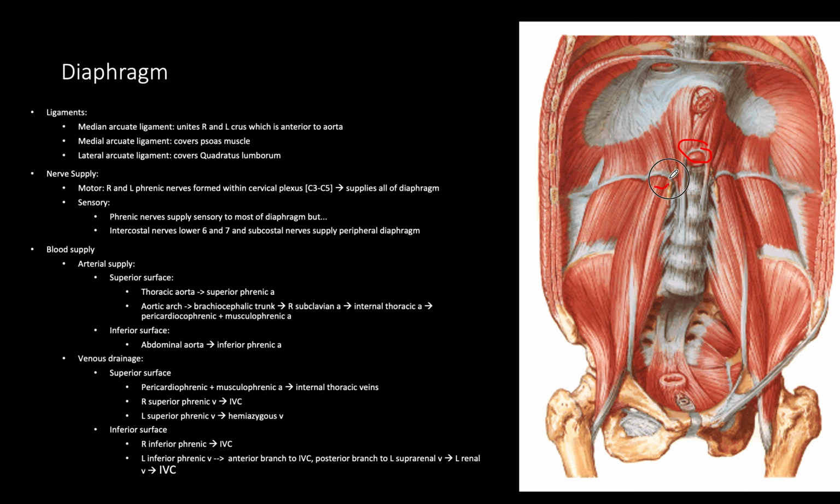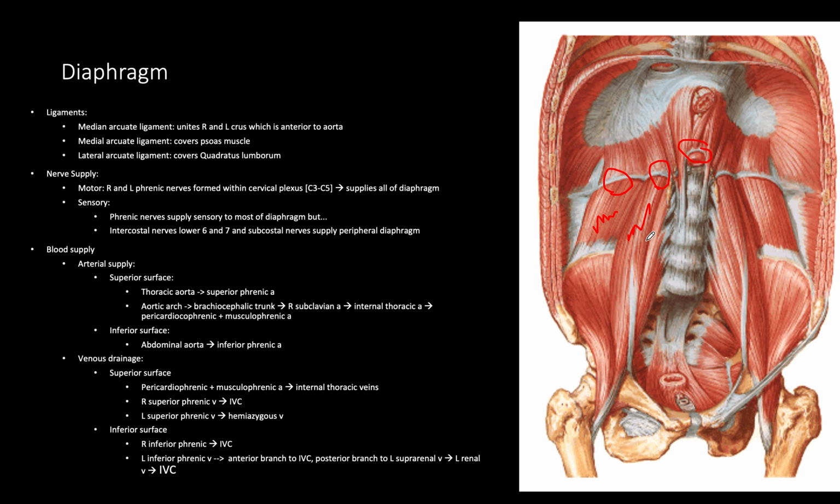The medial arcuate ligament covers the psoas muscle over here. And then we have the lateral arcuate ligament that covers the quadratus lumborum right over here. Most of the diaphragm is controlled by the right and left phrenic nerve for both motor and sensory.